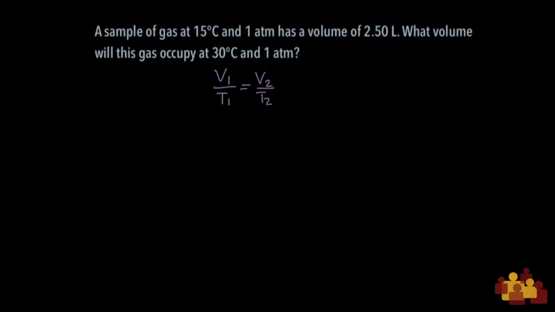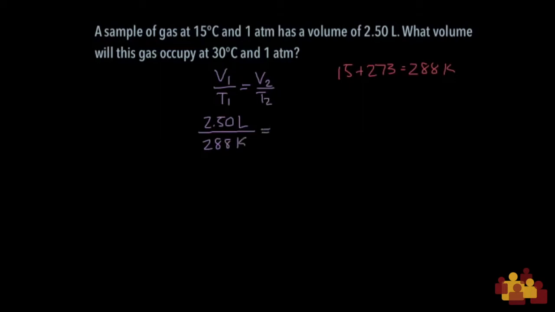Okay, I'm assuming that you tried it. So I'm going to start off by putting our given values into this equation. V1 is 2.50 liters divided by T1, and this is where you want to be careful. It's tempting to just use the Celsius temperature, but you must first convert to Kelvin temperature to get the correct relationships. So to convert from Celsius to Kelvin, we add 273. 15 plus 273 equals 288 Kelvin. So I'll input that into our T1 value, 288 Kelvin.